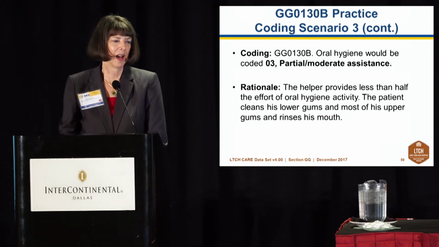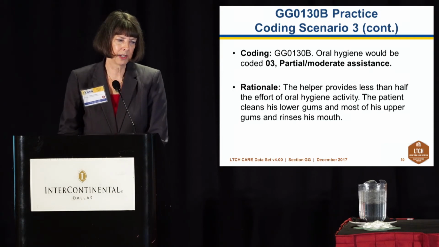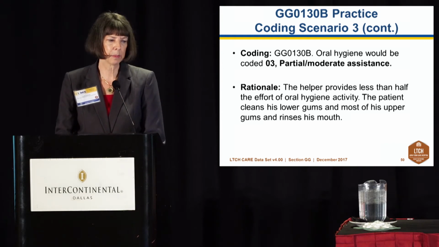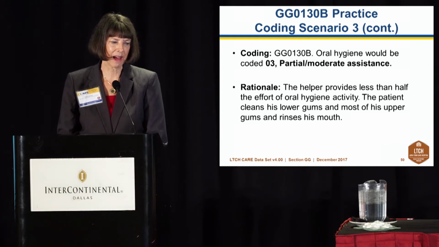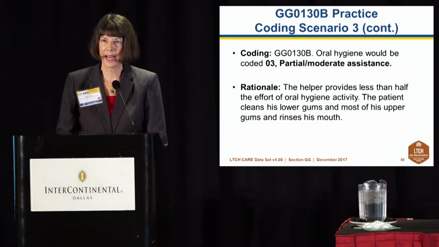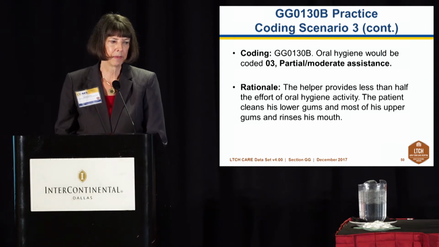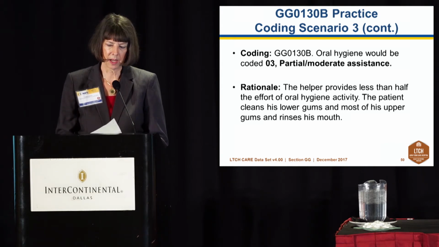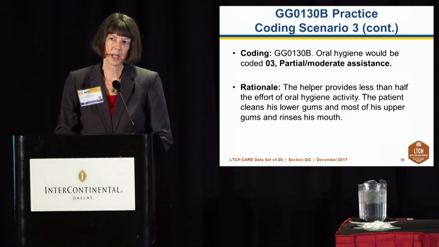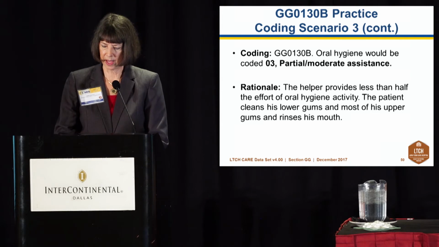There we go. So again, the oral hygiene would be coded 03, partial moderate assist, and our rationale is the provider helped less than half the effort of the oral hygiene activity. The patient cleans his lower gums and most of his upper gums and rinses his mouth. So that's more than 50% of the task, and so that meant that the helper assisted with less than half the effort. Okay.